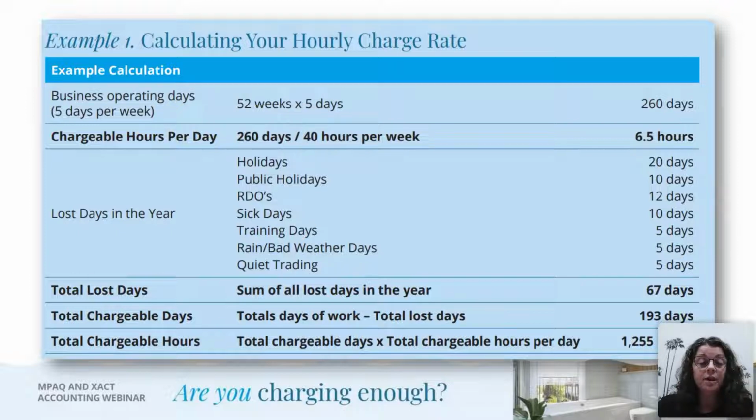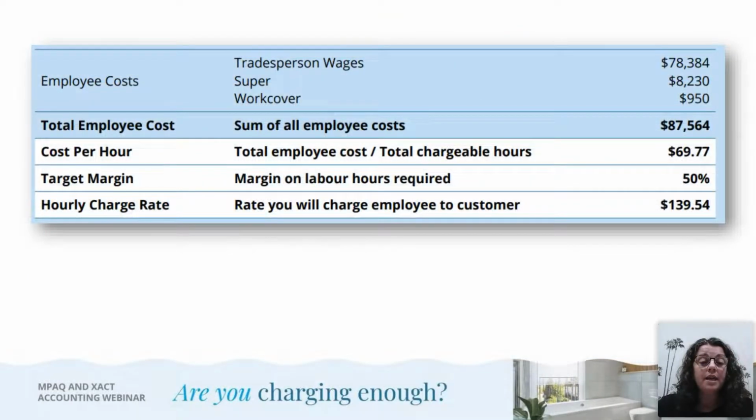Now, that's critical in the next step. When we come into the next step, and I'll show you how to work out all these figures in a moment, we've estimated tradesperson wages of about $78,000. We've factored in super there at 10.5%. It did go up on 1 July, so if you're not across that, you need to be across that. And then we've also factored in workcover in there as well.